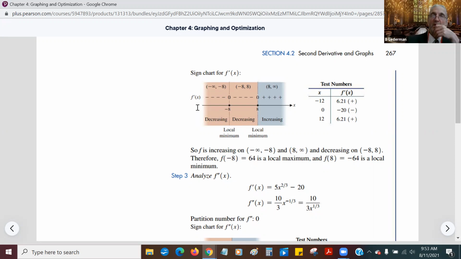And so we have a min at negative 8, and we have, well, that shouldn't be a min. That should be, if it's going from positive to negative, that's a max. We have a max at negative 8 and a min at positive 8. I'd love to see the graph of this, which we will soon.